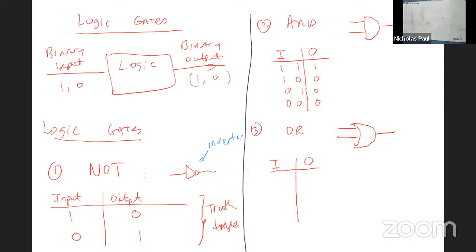OR gate. The OR gate, once you have a 1, you're guaranteed to get a 1. 1 1 is 1, 1 0 is 1, 0 1 is 1, 0 0 is 0. Right? That's your AND gate, your OR gate, and your NOT gate. You have 2 more gates. You have the NAND and the NOR.